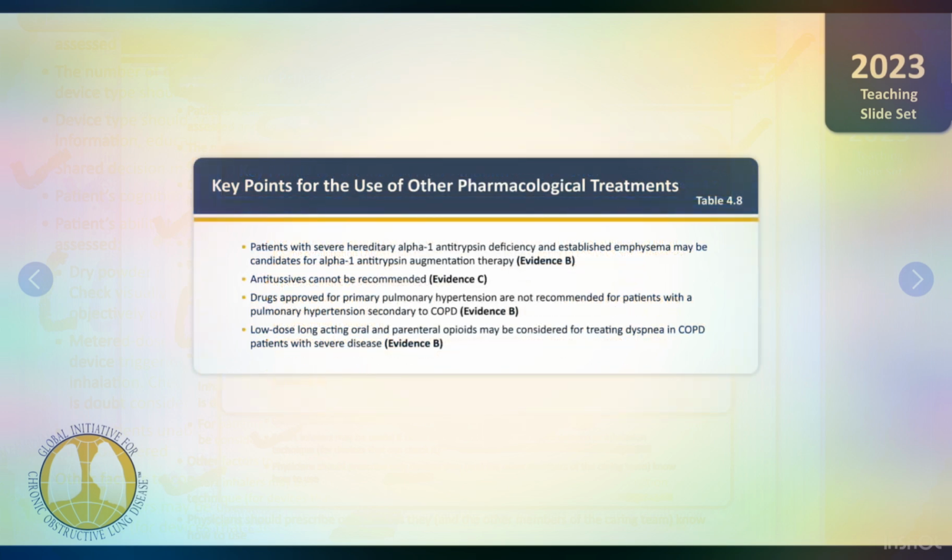Key points for the use of other pharmacological treatments. They are telling we should give alpha-1 antitrypsin augmentation therapy in patients with severe hereditary alpha-1 antitrypsin deficiency and established emphysema. Antitussive agents cannot be recommended. Drugs approved for primary pulmonary hypertension are not recommended. Then they are telling low dose, long-acting oral and parenteral opioids may be considered. So we can give low dose, long-acting oral and parenteral opioids for treating dyspnea in COPD patients with severe disease.